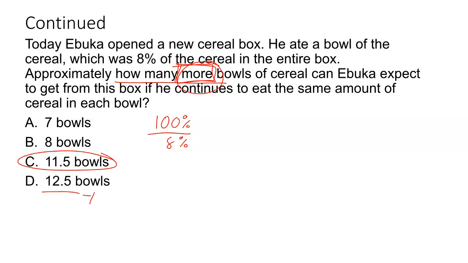And so you need to carefully read the questions so that you're not missing any of those key details, like how many more. If it just said how many bowls of cereal are in the box, it's 12.5. But they want to know how many more can he get. You can only get 11.5 because you already ate one.